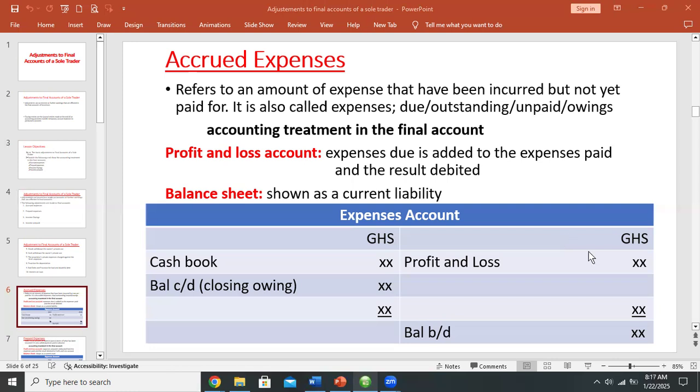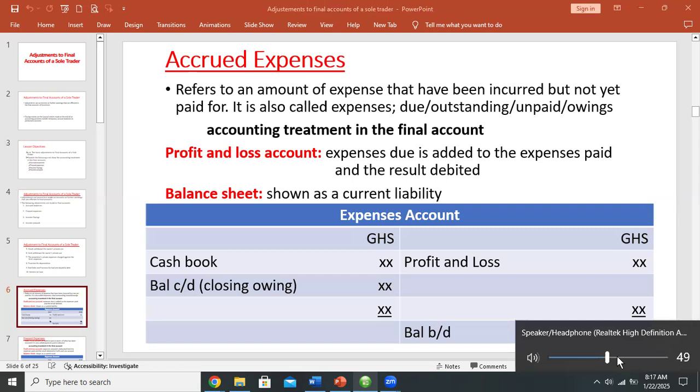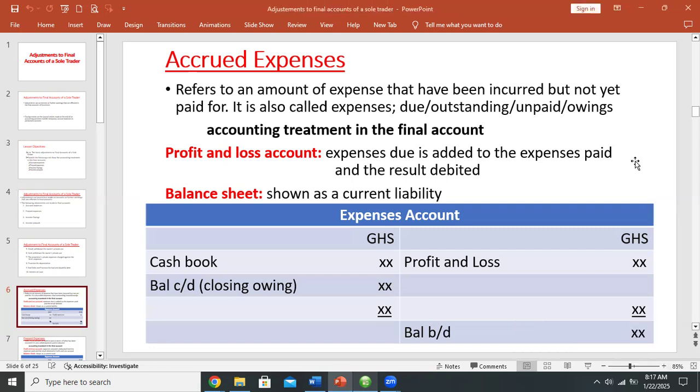Accrued expenses. This refers to an amount of expense that has been incurred but not yet paid for. It is also called expenses due or outstanding or unpaid or owing. Accounting treatment in the final account. In profit and loss account, expenses due is added to the expenses paid, and the result is debited. In balance sheet, it is shown as a current liability. Okay, thank you very much for that.